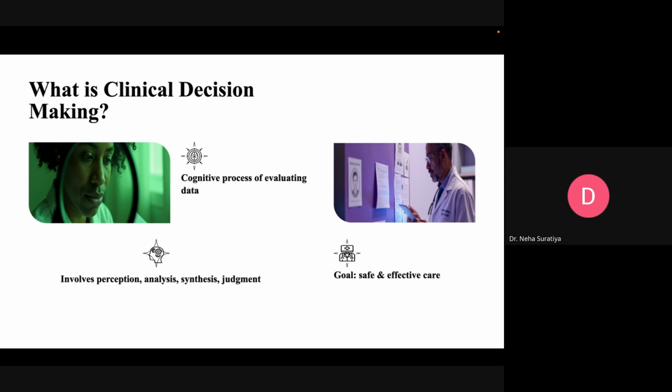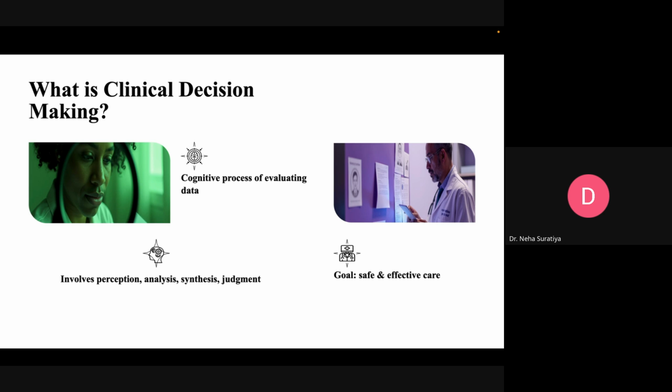I hope it is clear and it makes sense. This is nothing like you should mug up all the theory. Okay, that is no need. There is no need to mug up. You just need to understand the fundamental things, the concept, that is, what is clinical decision making.